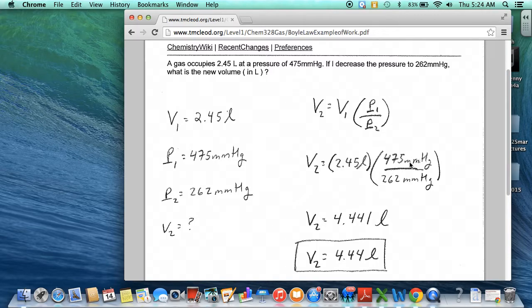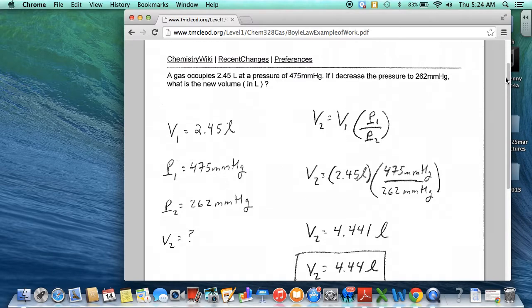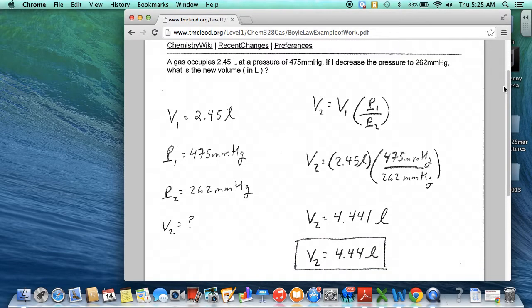The millimeters of mercury will cancel. You get liters, and then you get the one number with one more significant figure, and then you round to the significant figures. Now, if you wanted it in milliliters, what you would do is take the liters right here and change it into milliliters, and then your answer would be in milliliters. Okay, and that's how you do a Boyle's law calculation.